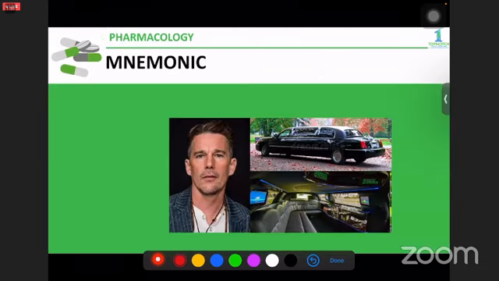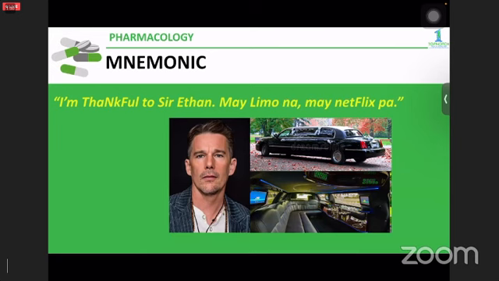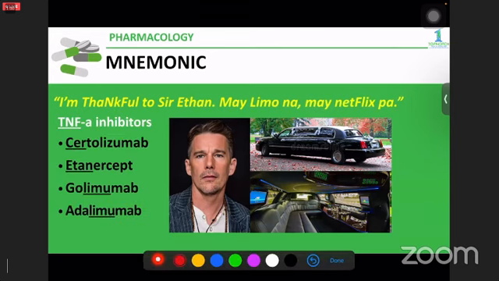Okay, so the others you memorize, but I want to share this mnemonic, no? So, I'm thankful. So, tiyan nyo. To Sir Ethan. So, si Ethan Hawke, di ba? Yung sa picture. May limona, may Netflix pa. Okay, so remember this mnemonic. Meaning, TNF-alpha inhibitors, Sir Ethan. May limona, may Netflix pa.